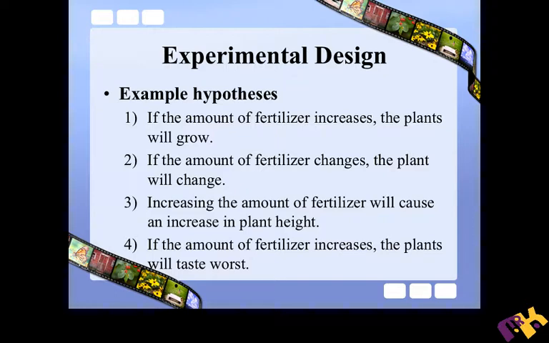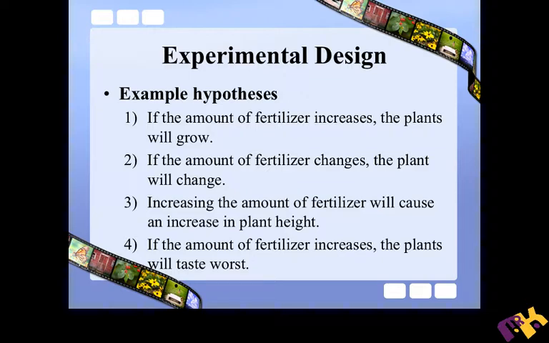Because we're mentioning the independent variable that we're changing, the amount of fertilizer, and we're going to measure the plant height. But we might be able to add a little more detail, in terms of, will it increase in plant height compared to the control? We might have a control plant set up that we're going to compare everything to.